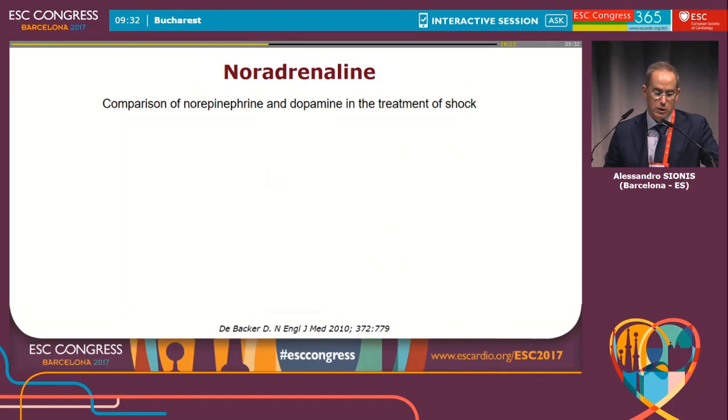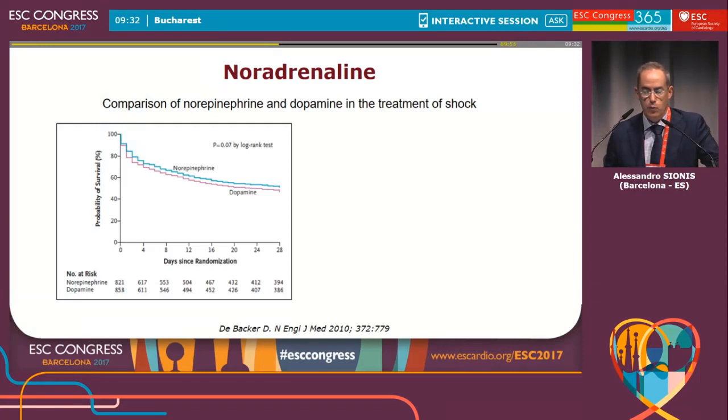What about noradrenaline? That's another drug. I think it's the most used vasopressor in cardiogenic shock patients. We don't have data for patients in cardiogenic shock, but we do have this trial that compared noradrenaline and dopamine in the treatment of shock of different origins. You have lots of septic shock patients here. You have hypovolemic shock and also cardiogenic shock.